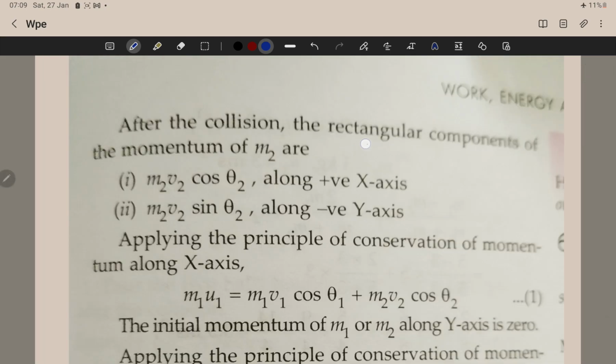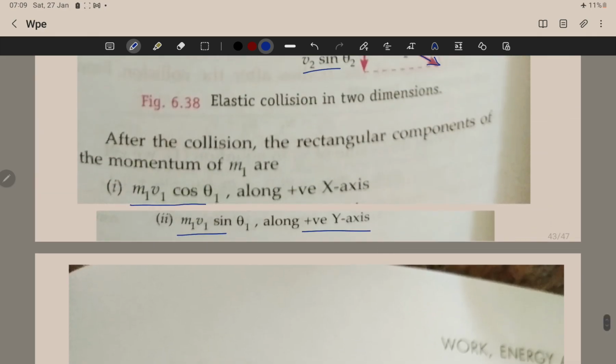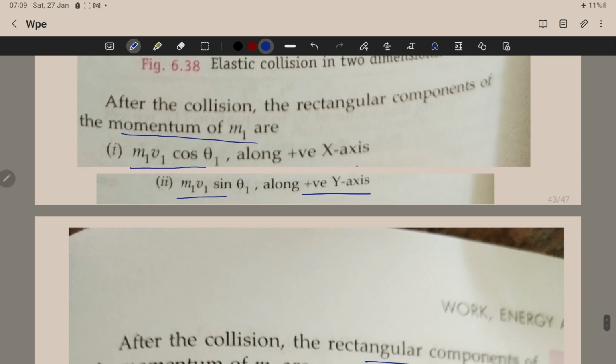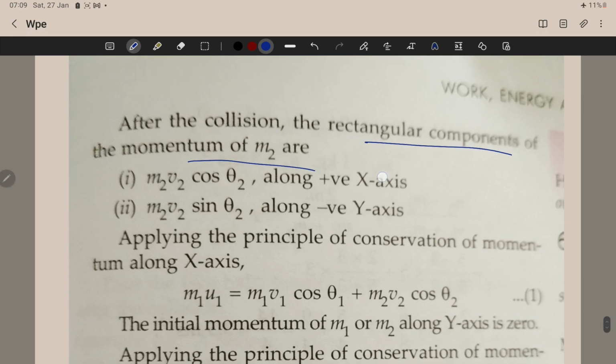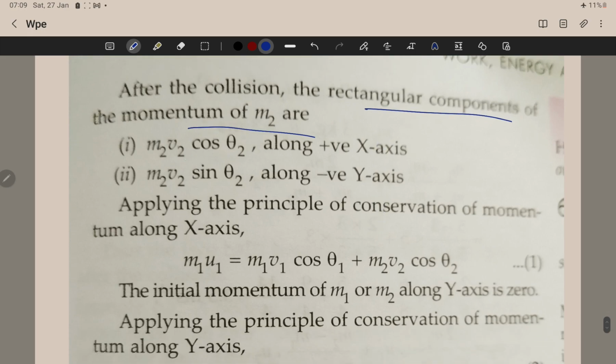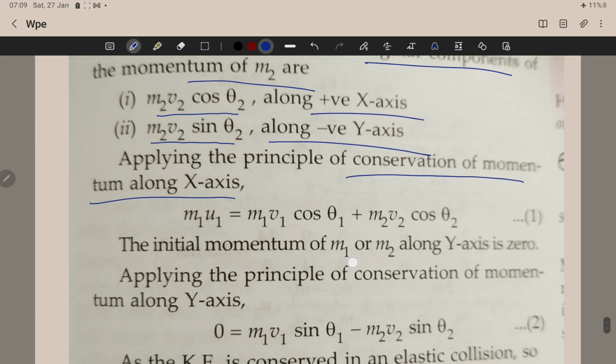Now after collision, the rectangular components of momentum of m2. Initially we found the rectangular components of m1. We know momentum is m1 v1, one component in the direction of positive x, one in the direction of positive y. For m2, one component, m2 v2 cos theta 2, is in the positive x direction, and the other component, m2 v2 sin theta 2, is along the negative y-axis. So we apply the principle of conservation of momentum.